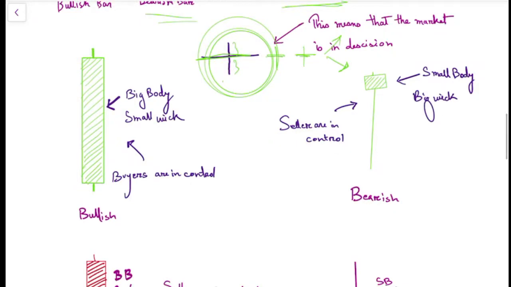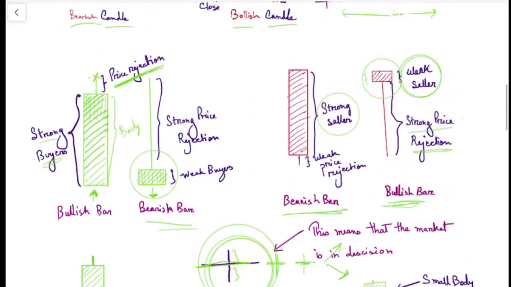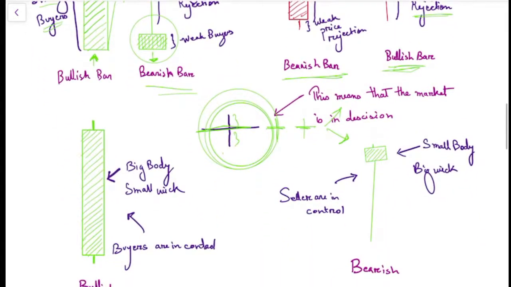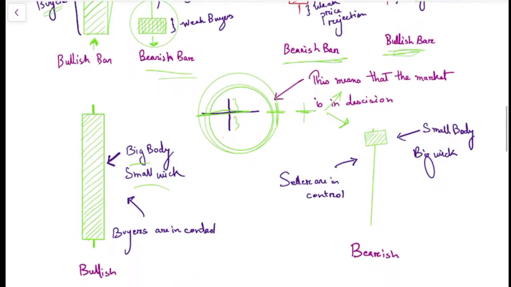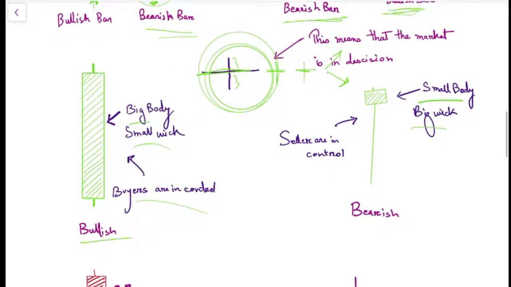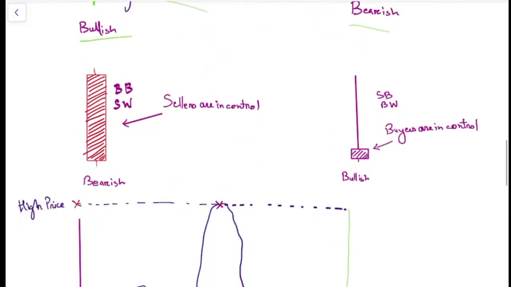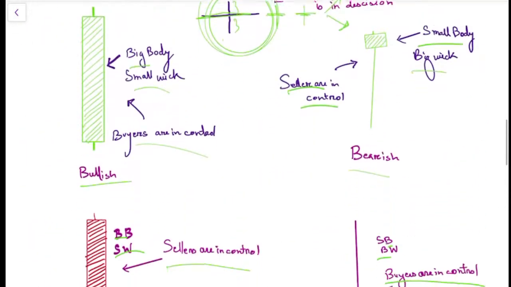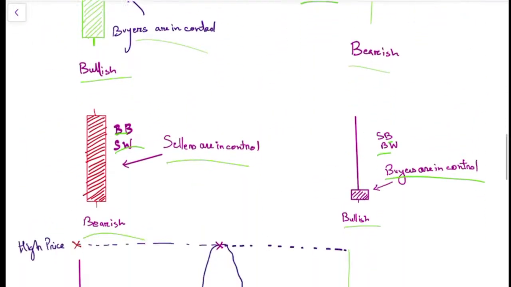Now we have the same thing I explained in the last diagram. It has a big body, small wick, buyers in control, bullish candle. It has a small body, big wick, sellers are in control, so that is a bearish candle. Similarly, we have big body, small wick, sellers in control, and it's a bearish bar. And a small body, big wick, buyers in control, bullish candle. So these are the four major types of candles you can see in the marketplace.